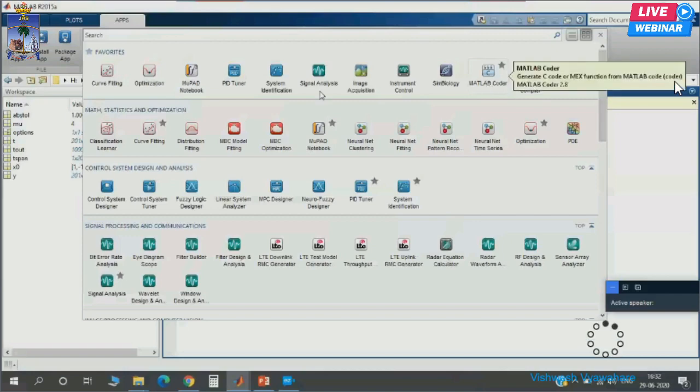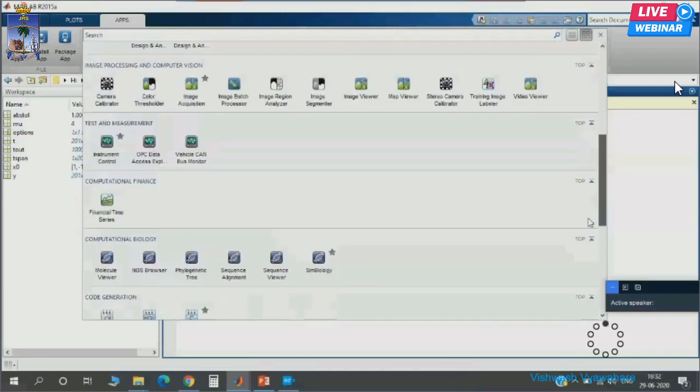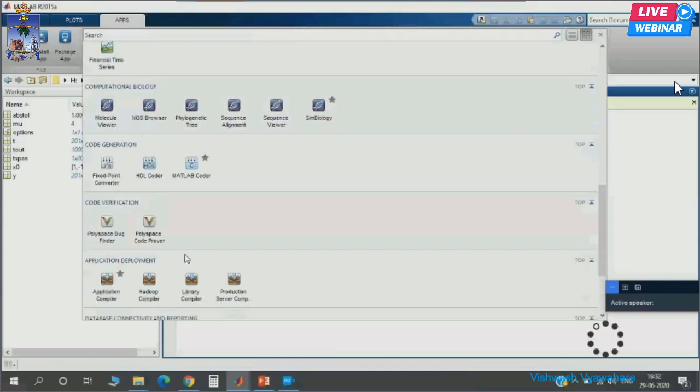Then you have got classification, curve fitting, neural network related optimization, PDEs. There are even toolboxes available for economics. I can scroll down and you will see image processing and computer vision. You have got camera calibrator, color thresholder. You just name it and it is available. Computational finance is available. Code verification.